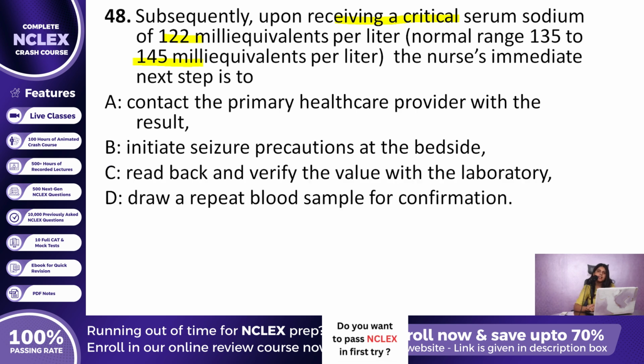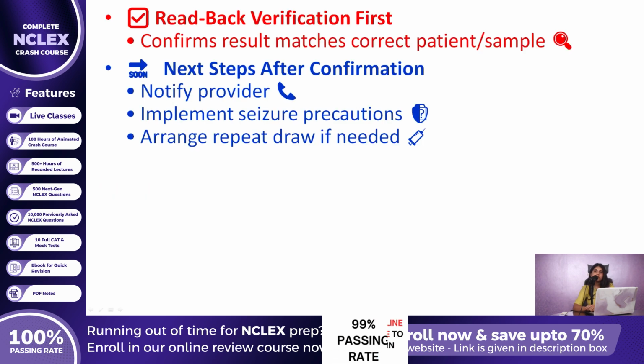The correct answer is C, because critical lab values demand read-back verification to ensure the result corresponds to the correct patient and sample before any intervention. Only after confirmation should the nurse notify the provider, implement seizure precautions, or arrange a repeat draw if needed, thereby preventing errors and ensuring appropriate treatment.